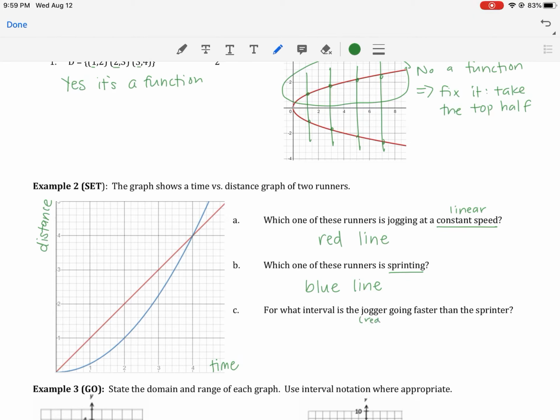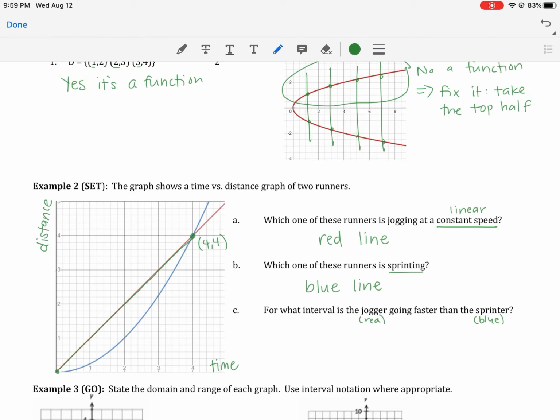Okay, for what interval is the jogger going faster than the sprinter? So what interval is the red greater than the blue? In this case, at 0, 0, it looks like they're the same. And then at this point is where they cross over. The red's ahead up until this point, which is 4, 4.